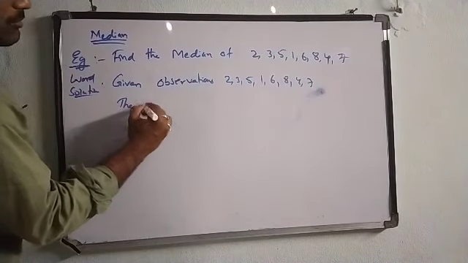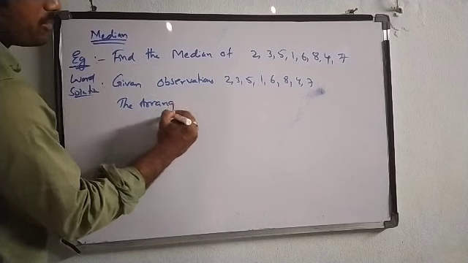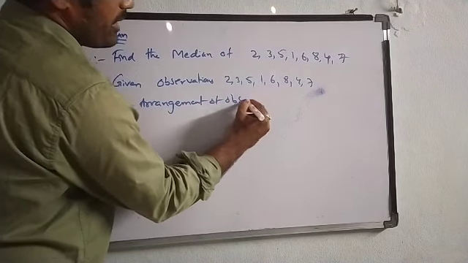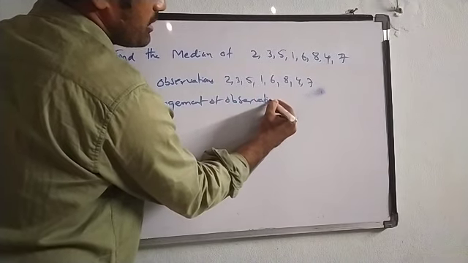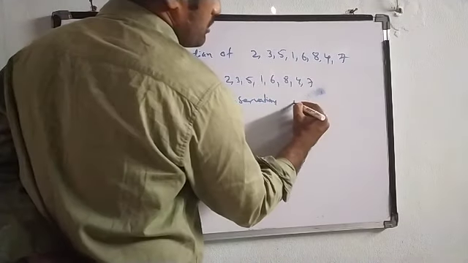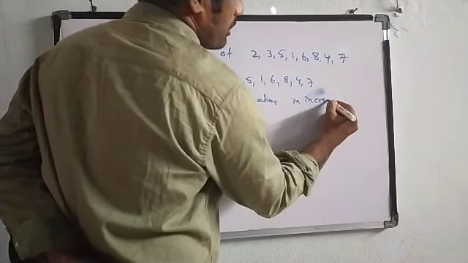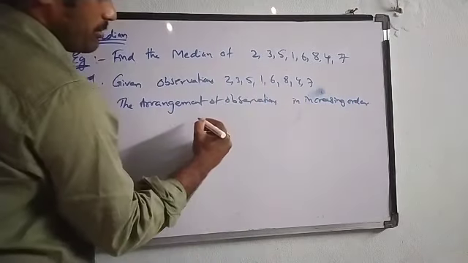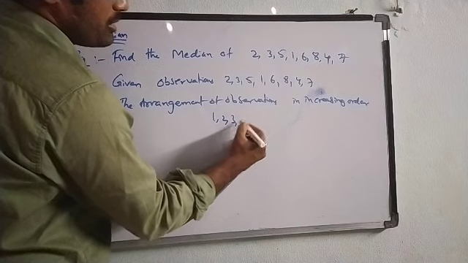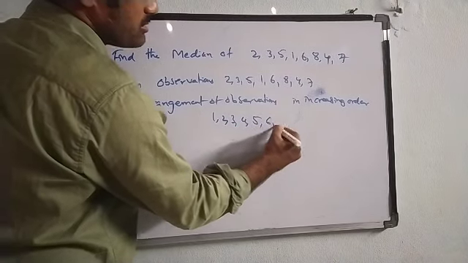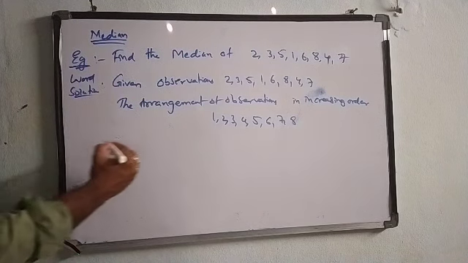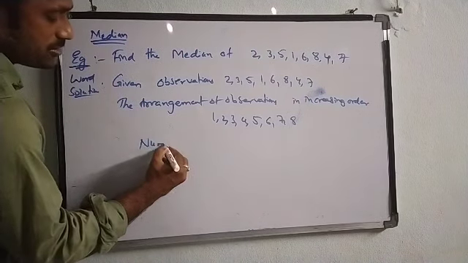The arrangement of observations in the increasing order. So we are arranging these observations in the increasing order. So it will be 1, 2, 3, 4, 5, 6, 7, 8. So this is the increasing order. So here number of observations.